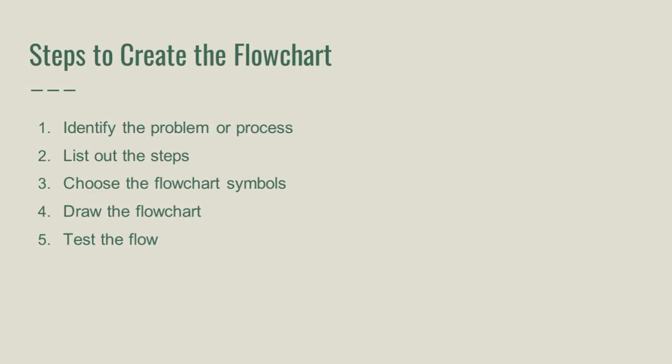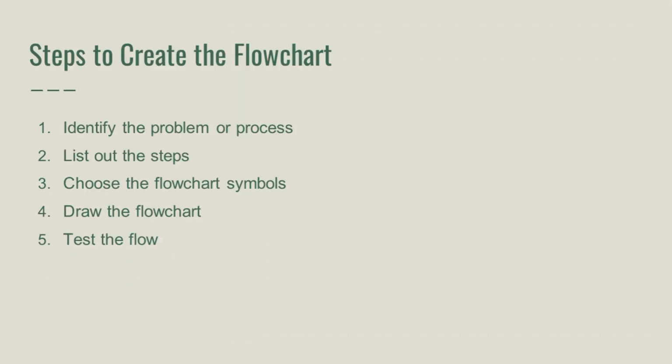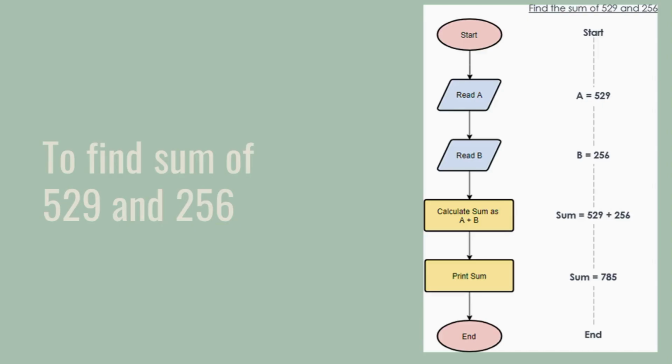Now, how can you create your flowcharts? You have to identify the problem and the process of problem solving. You have to list the steps. That means simply you have to write the algorithm. Then you have to choose the flowchart symbols as required, as we had seen in the whole table. You can take a screenshot of this, or I will provide you a cheat sheet as well. Then draw the flowchart. Then we have to check the flow, we have to check it with inputs.